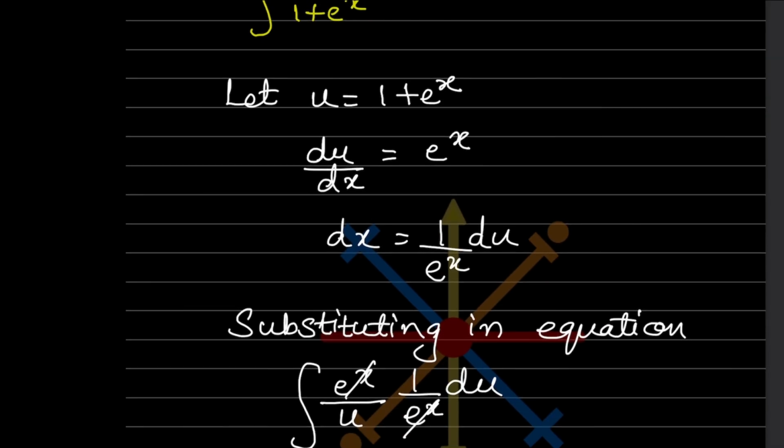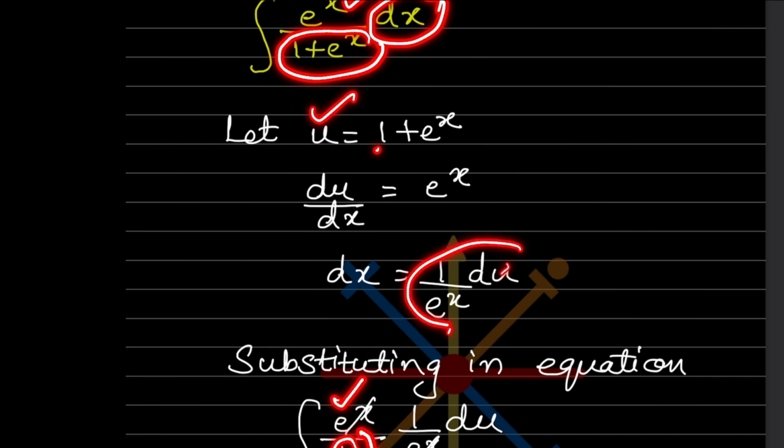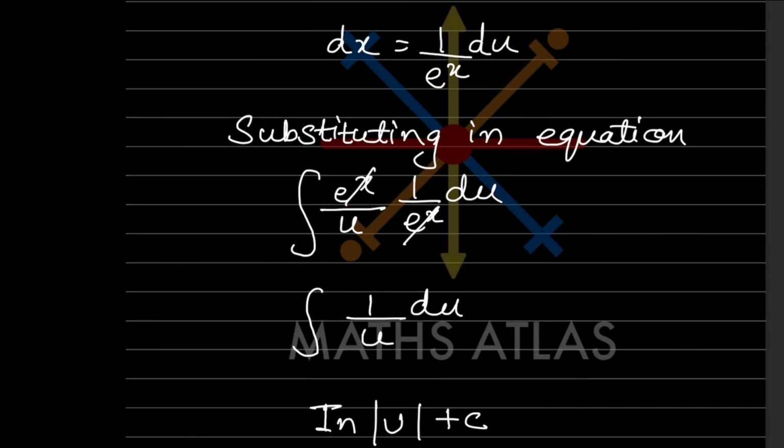So this is e raised to x, so this also is e raised to x. For this one, we have considered u, so you will write here u. And for dx, that is 1 by e raised to x du. Hope this is clear. So just substituting, we will put in the equation. So now this and this get cancelled. What remains is 1 by u du. And you know integration of 1 by u, we can write here log, or we can write here ln, that will be ln of u plus c.